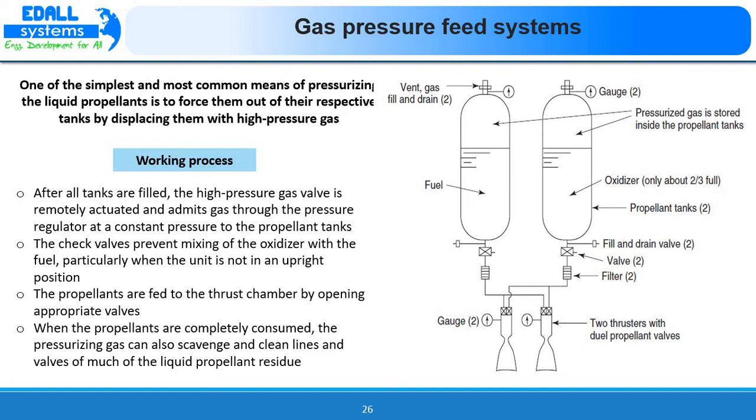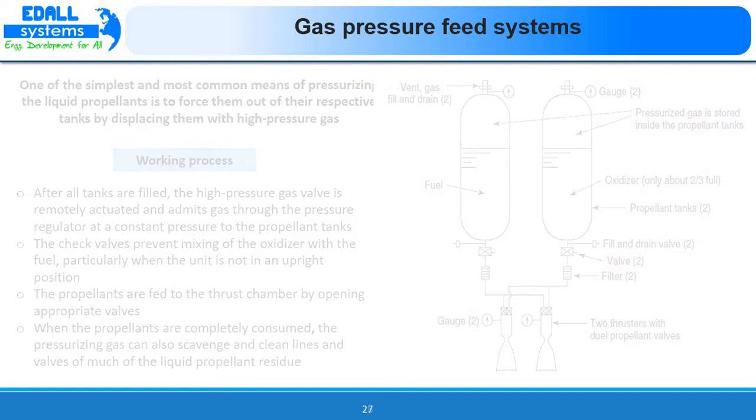We can see in the figure that with the help of such check valves, the fuel and oxidizer are allowed to move into the thrust chambers with opening of some of the valves. And when the propellants are completely consumed, the pressurizing gas can also scavenge and clean lines and valves of much of the liquid propellant residue. And when all of the gas has been consumed into the thrust chamber, then this high pressure gas can be used to scavenge the tanks to get them clean. So this is how the gas pressure fed system works.